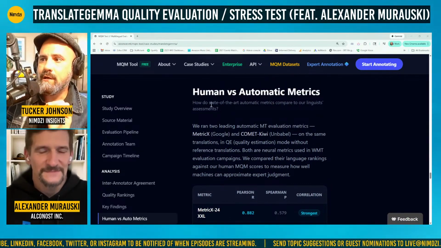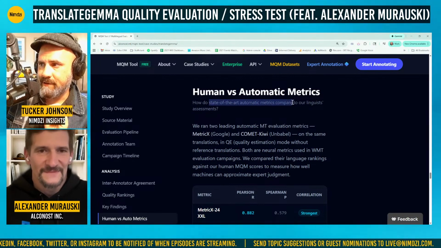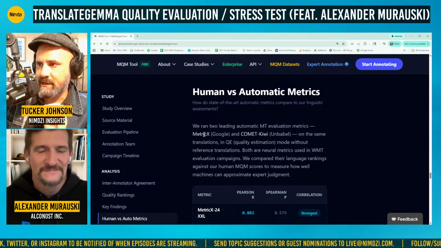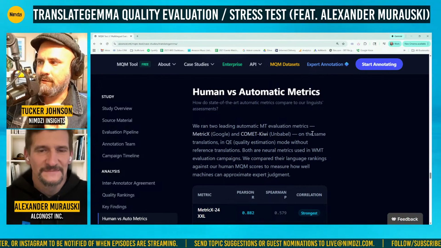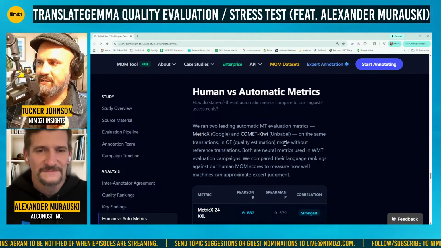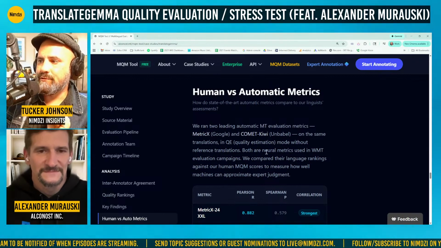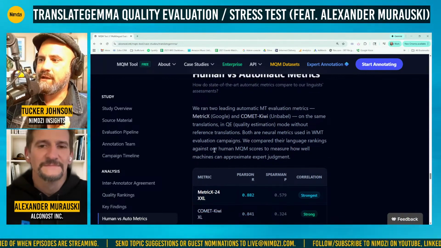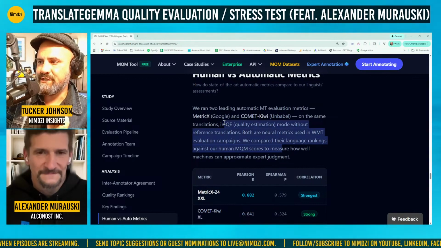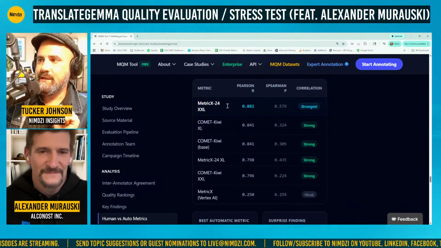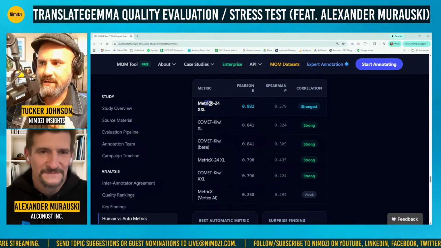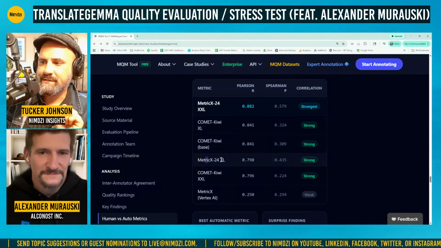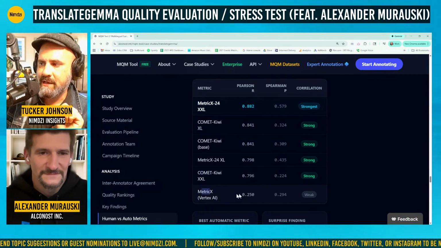I'll just read it here. Human versus automatic metrics: how do state-of-the-art automatic metrics compare to our linguist assessment? We ran 2 leading automatic MT evaluation metrics, Metric X from Google and Comet Kiwi from Unbabel, on the same translations in quality estimation mode without reference translations. Both are neural metrics used in WMT evaluation campaigns. We compared their language rankings against our human MQM scores to measure how well machines can approximate expert judgment. And here we have the best is Metric X. Going down the list, Comet Kiwi XL, Comet Kiwi Base, Metric X XL, Comet Kiwi XXL, and Metric X.